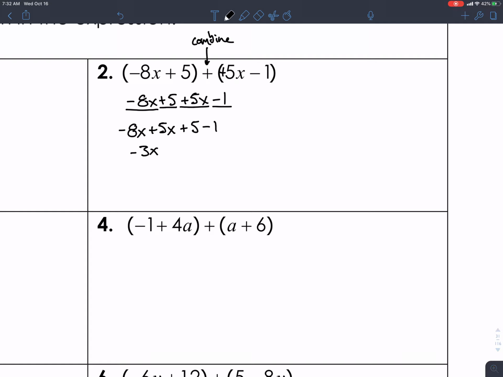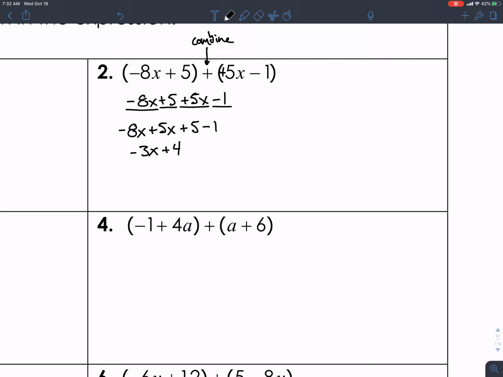Okay, the x comes along. That x is still with them. So I've combined those two terms. Now we have a positive 5 and a negative 1. If I combine those, positive 5, and then combine it with a negative 1, that means I go left on the number line 1, which leaves me at a positive 4.